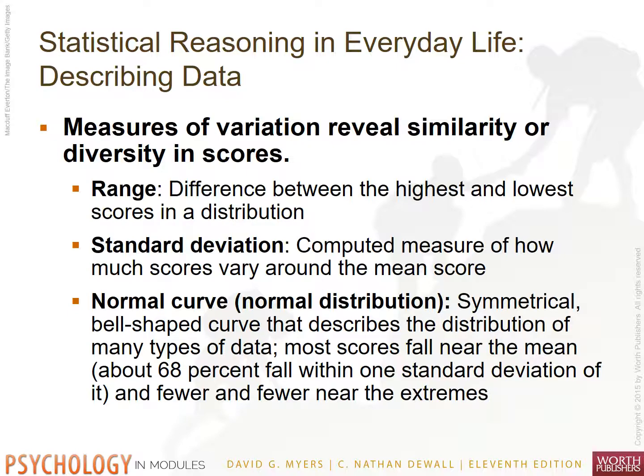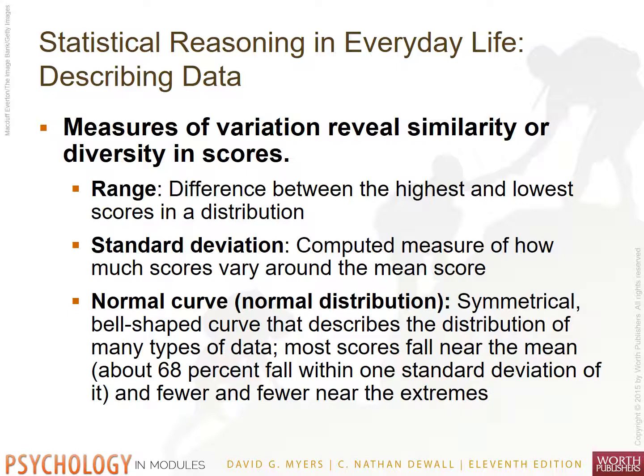The standard deviation is a computed measure of how much each score varies around the mean score. So it's basically the average distance between each score and the mean score of a distribution, of a set of scores. So when I say distribution, I mean set of scores. And the variance is just simply the square of the standard deviation. So if you take the standard deviation and you square it, you get the variance. Those are your three measures of dispersion or three measures of diversity in scores.